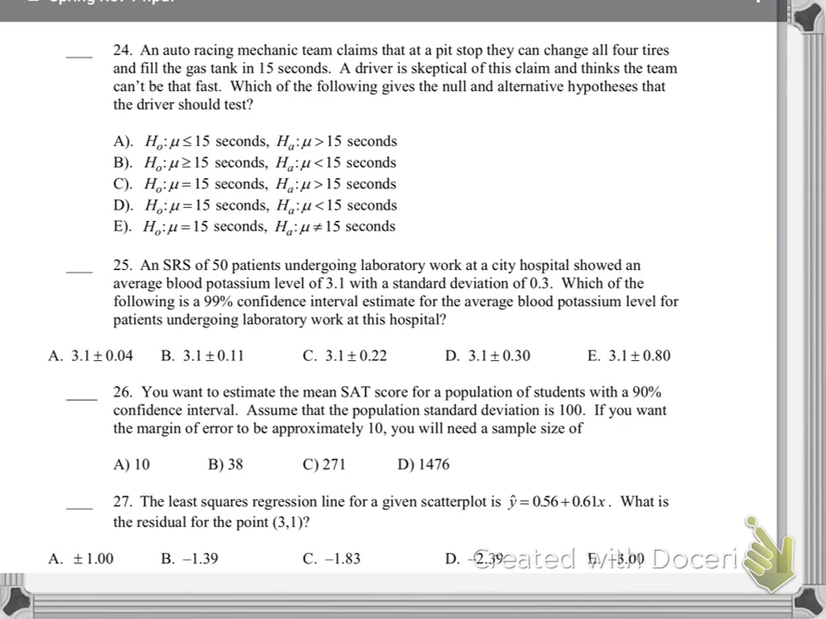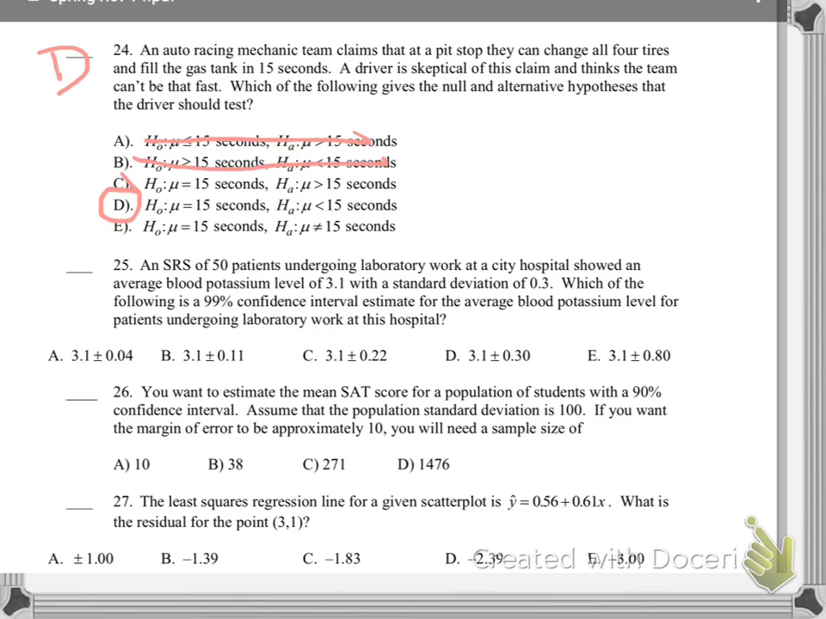Okay, so here we're at a pit stop, and we're saying that we can change all 4 tires in 15 seconds. So do you agree with me that all our H0s are always equal to? So these two are out. Now, think about this. If they're trying to get the tires on, is it better to have them less than 15 seconds or more than 50 seconds? It's less than 50 seconds, so the answer is D.